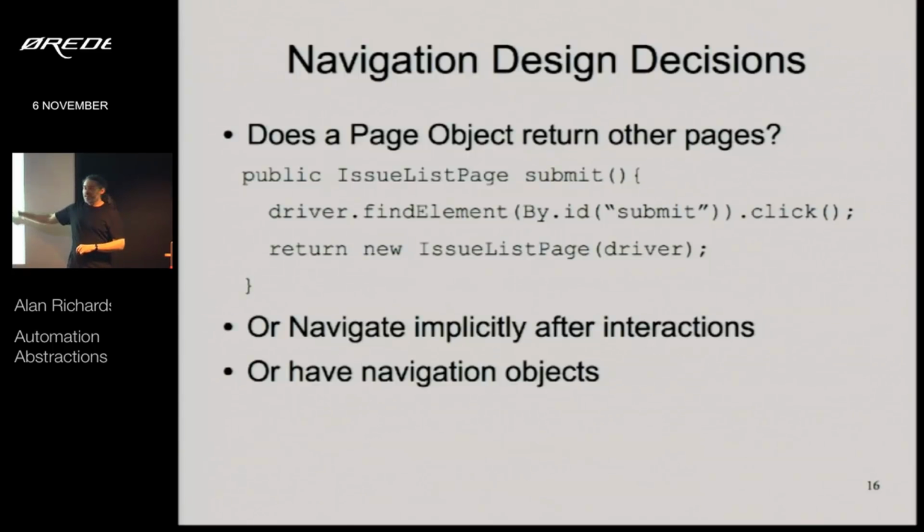We can choose to navigate implicitly, where the submit really just does the submit. We control what happens afterwards, and we synchronize on it. We wait for that page to load. We might even choose to have navigation objects. We might delegate the responsibility of knowing how the application sits together to an actual navigation object.